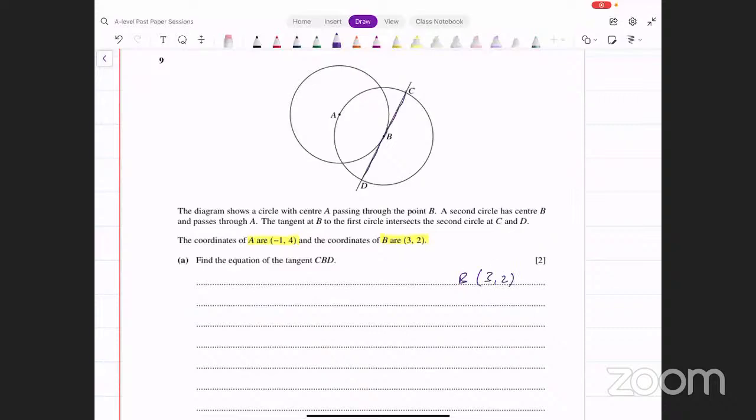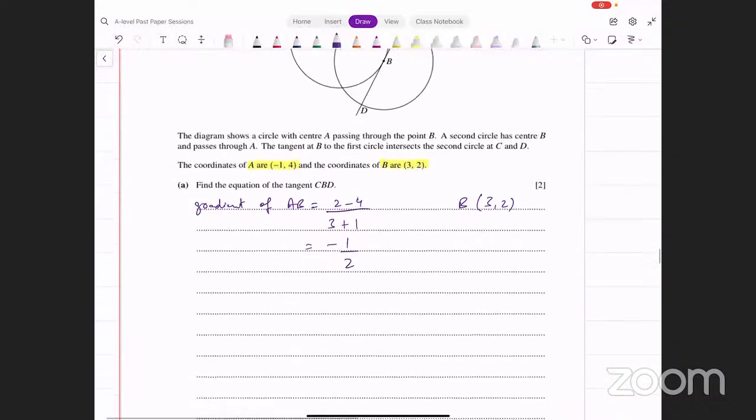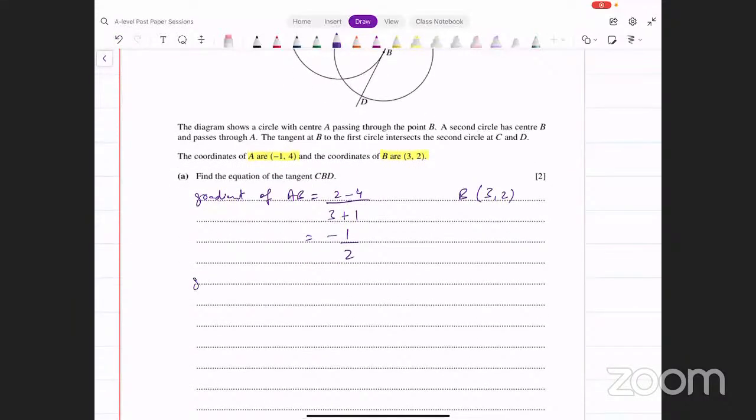How do you find the gradient of the tangent? Tangent, the gradient is always perpendicular to the gradient of the radius. तो आप क्या करोगे? आप AB का gradient निकाल लोगे. That's the radius. Gradient of AB. Let's see what that turns out to be. 2 minus 4 divided by 3 minus 1. That's 3 plus 1. That's minus 2 over 4, which is minus 1 over 2. That's the gradient of AB. अगर AB का gradient ये है तो tangent का gradient क्या हो जाएगा? इसका negative reciprocal, because that's perpendicular to this. Gradient of tangent is going to be 2.